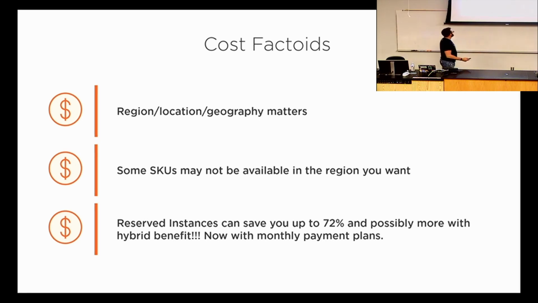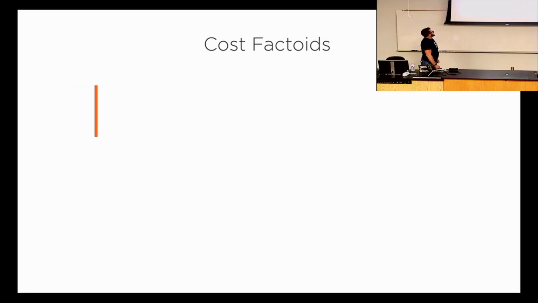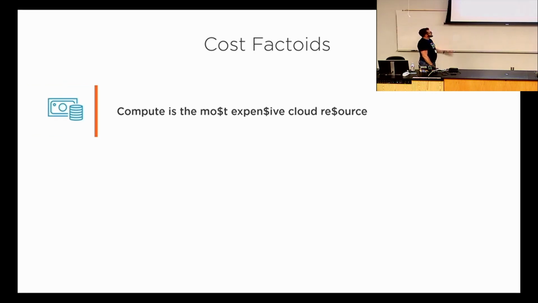Good question though. Other cost factoids: compute is always going to be the most expensive part. The processing power, I think they call it the DCU, or DTU, digital transaction, I think it is. Either way, the size of the processor or the amount of processing that you do in Azure is where you're going to find the most hit on your Azure spend.